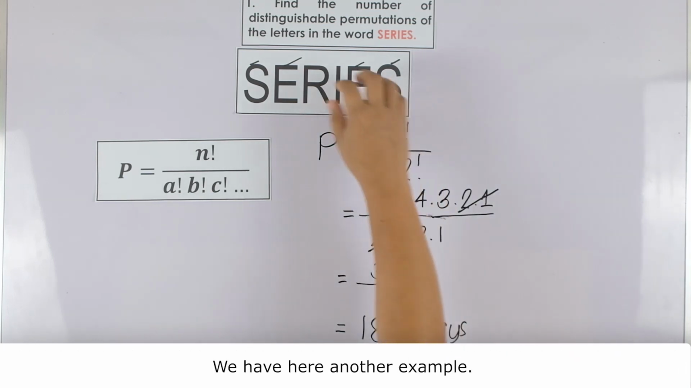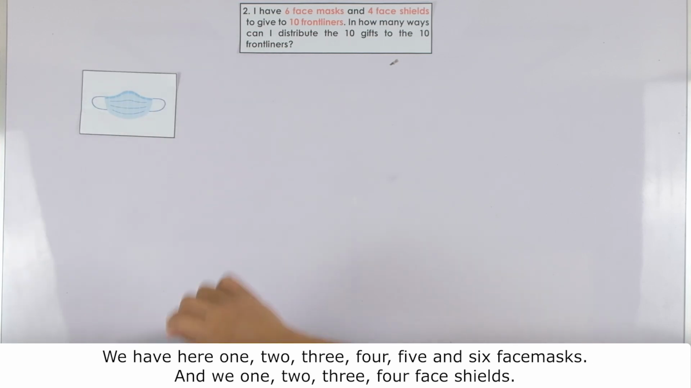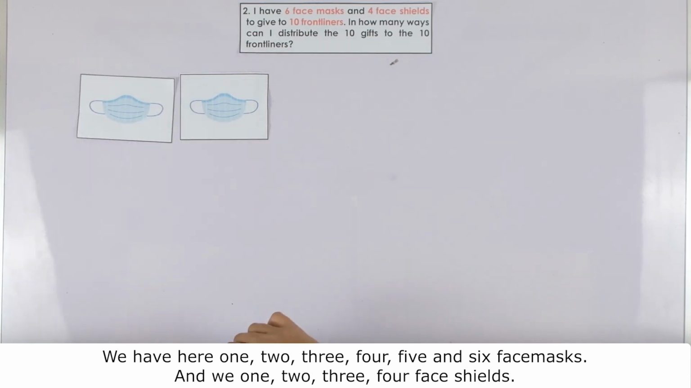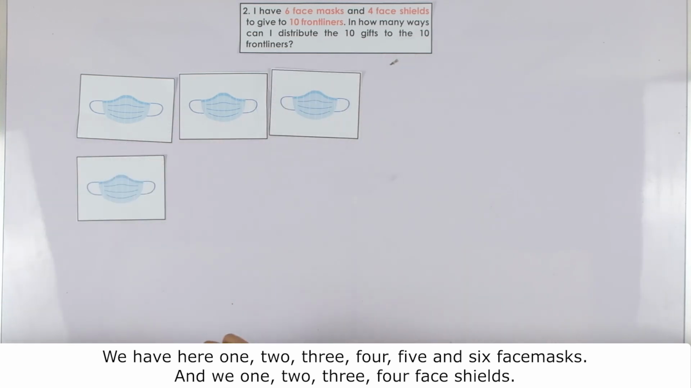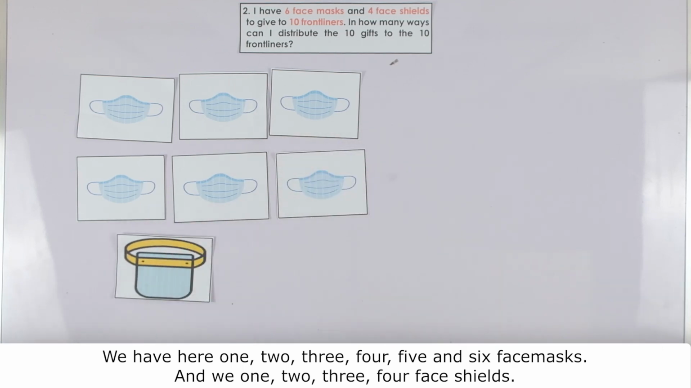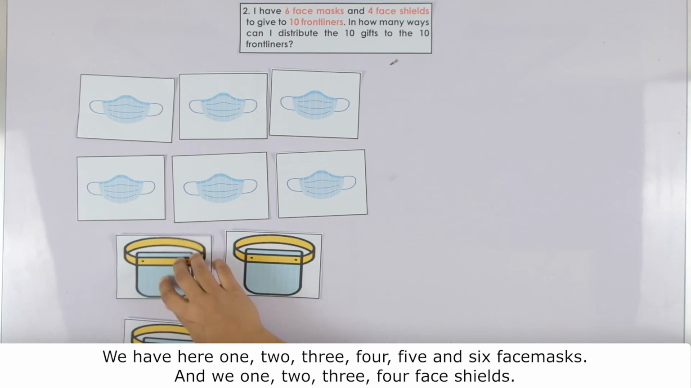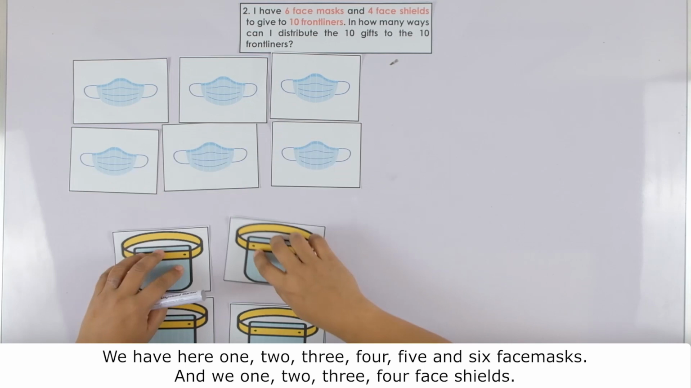We have here another example. I have 6 face masks and 4 face shields to give to 10 frontliners. In how many ways can I distribute the 10 gifts to the 10 frontliners? So we have here 1, 2, 3, 4, 5, and 6 face masks. And we have 1, 2, 3, 4 face shields.